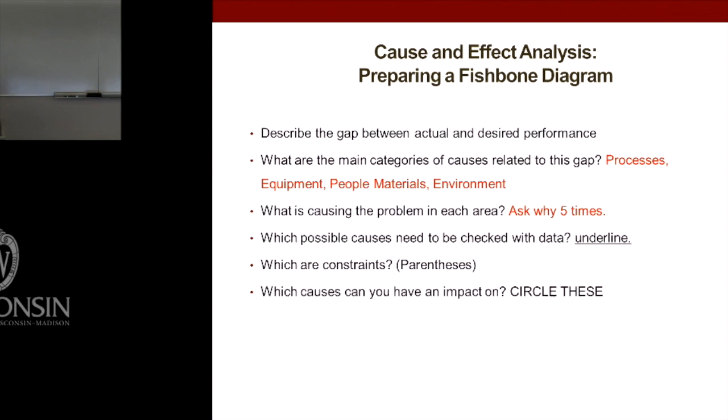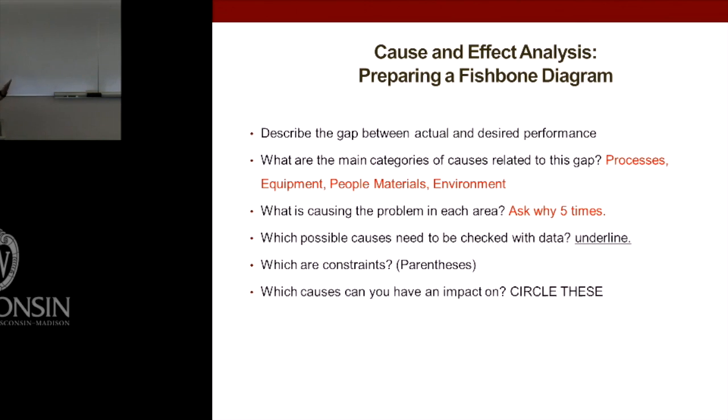And then for each of these problems or categories, you want to ask why 5 times so that you're ensuring that you're getting to the root causes. And these last 3 steps are, I think, some of the most important: when you come across something that needs to be checked with data, underline it so that you can go back and look at it.